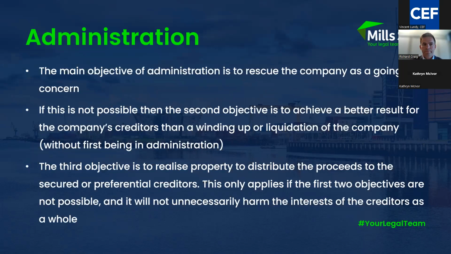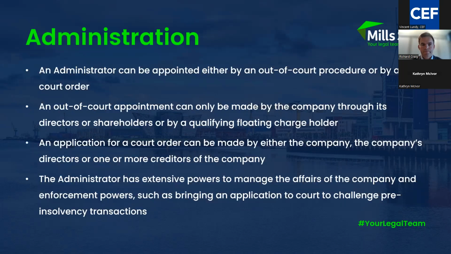The main objective of administration is to rescue the company as a going concern. However, if this is not possible, then the second objective is to achieve a better result for the company's creditors than winding up or liquidation of the company without it first being in administration. The third objective is to realize property to distribute the proceeds to the secured or preferential creditors. And this only applies if the first two objectives are not possible, and it will not unnecessarily harm the interests of creditors as a whole.